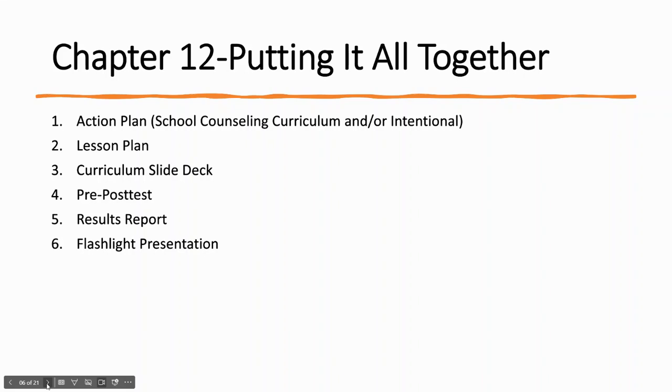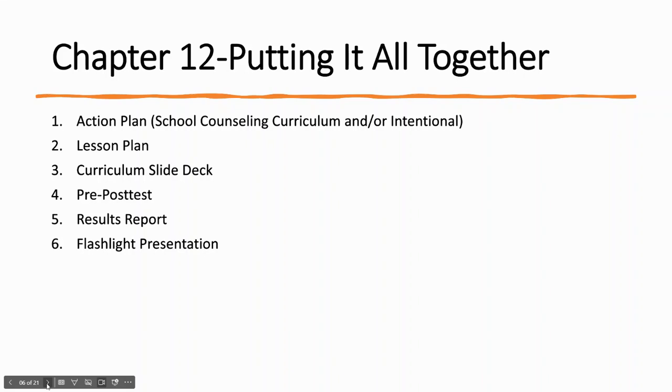For those of you who haven't had an education background, you might have to do a little bit of extra work learning how to write lesson plans and including everything. Hatch and Hartline have great templates for the action plan, the lesson plan, all the different things.